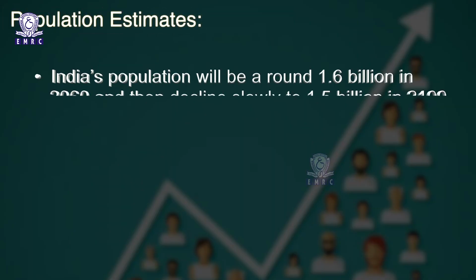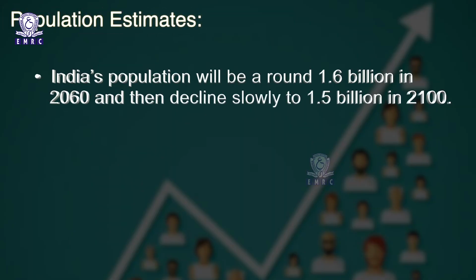India, with 1.46 billion people, will have overtaken China with 1.39 billion as the most populous country in 2028. The United Nations Population Report, World Population Prospects, the 2012 revision, has projected that the global population will touch 9.6 billion by 2050, with most of the growth in developing countries. India's population will be around 1.6 billion in 2060 and then decline slowly to 1.5 billion in 2100.